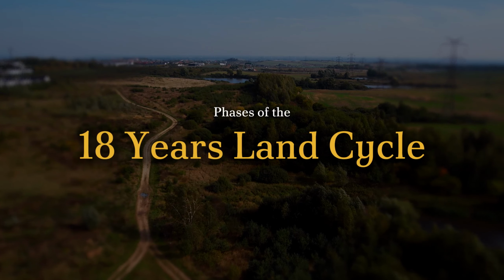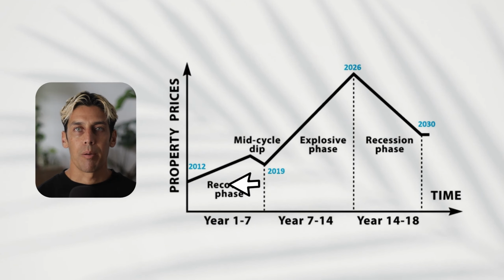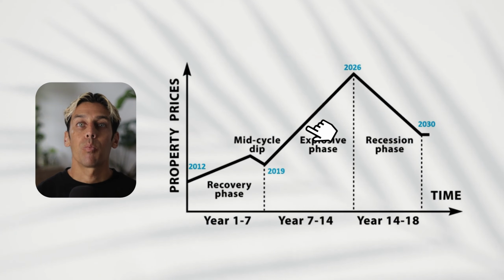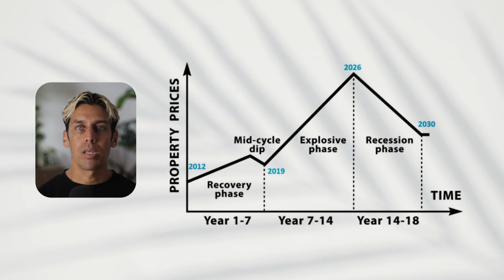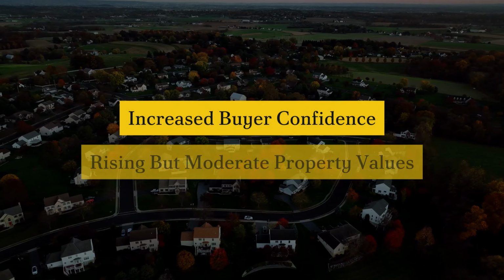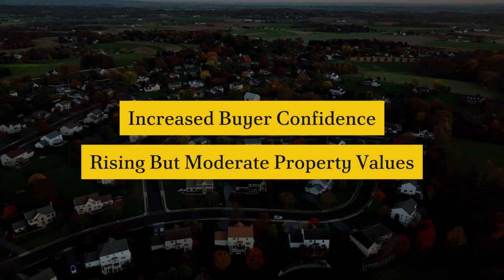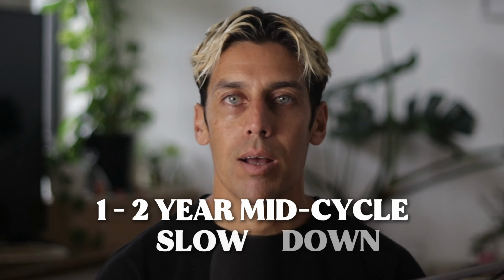Phases of the 18.6-year land cycle. According to the theory, the cycle can be broken down into 4 primary phases. Recovery phase. Following a bust, the market begins to stabilize, and we see a 7-year period where housing prices start to rise gradually, fueled by low interest rates and economic recovery. Some characteristics you see are increased buyer confidence, rising but moderate property values, and early stage investment. And towards the end of this 7-year period, there is typically a 1 to 2 year mid-cycle slowdown or correction, which then leads into the expansion phase.